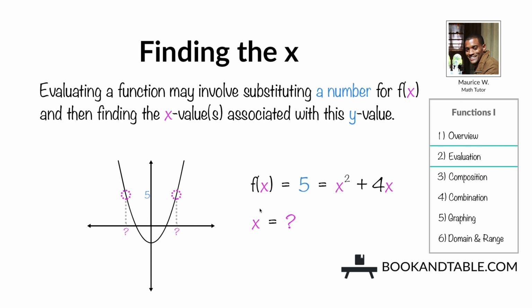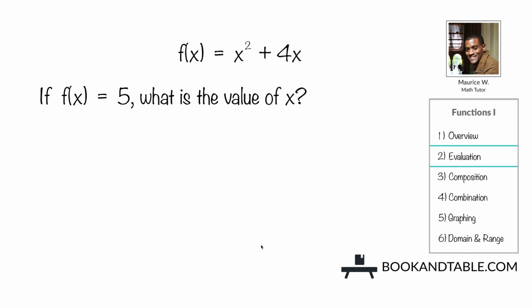Another example, let's say we had f of x is equal to 5, and that's equal to x squared plus 4x. What is the x value here? So in this case, the number 5 along the y-axis has two different x values associated with it. So how would we find both of these? This is the process we want to examine a bit closer. So let's actually do so by walking through an example together.